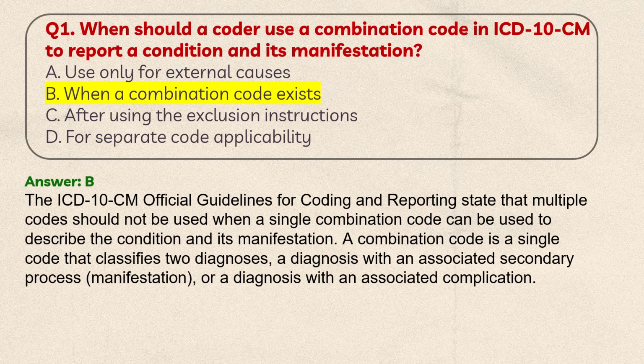The ICD-10 official guidelines for coding and reporting state that multiple codes should not be used when a single combination code can be used to describe a condition and its manifestation. A combination code is a single code that classifies two diagnoses, a diagnosis with an associated secondary process, that is manifestation, or a diagnosis with an associated complication.